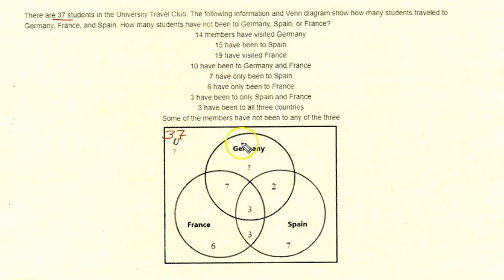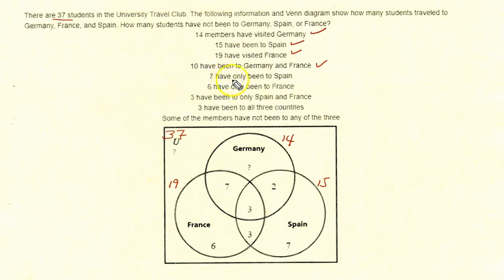Now I told you as I do it, I have to check things off. So 14 members visited Germany. So Germany is going to be 14. So I check that off. 15 have been to Spain. So this is going to be 15. And I can check that off. 19 have visited France. 19. I check that off. 10 have been to Germany and France. So when I look at Germany and France, I see 7 and 3. This is the 10, so that's done.